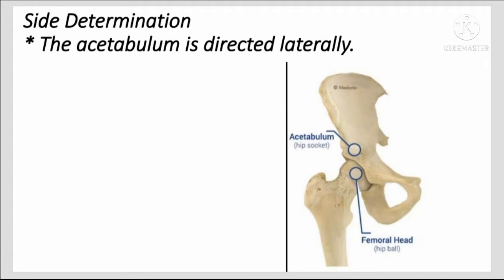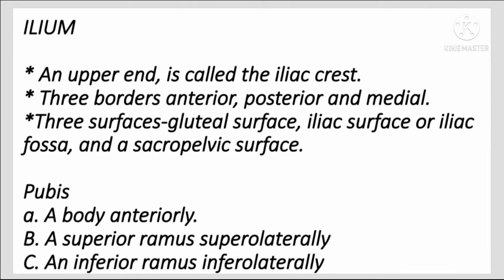Side determination: the acetabulum is directed laterally. Ilium, an upper end, is called the iliac crest. Three borders: anterior, posterior and medial. Three surfaces: gluteal surface, iliac surface or iliac fossa, and a sacropelvic surface.